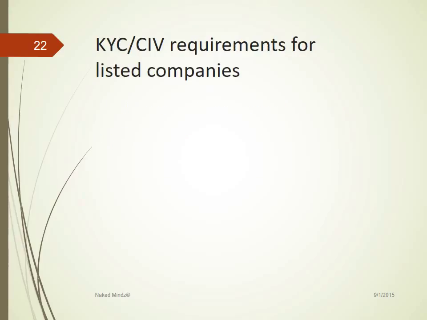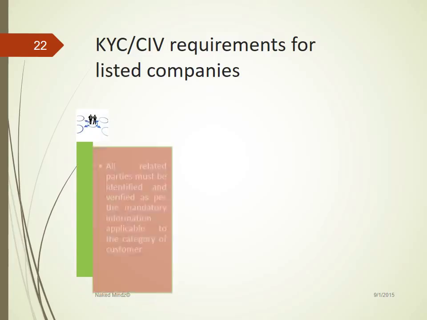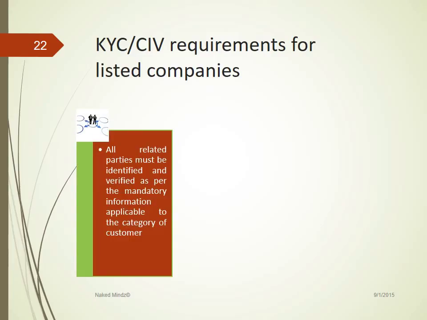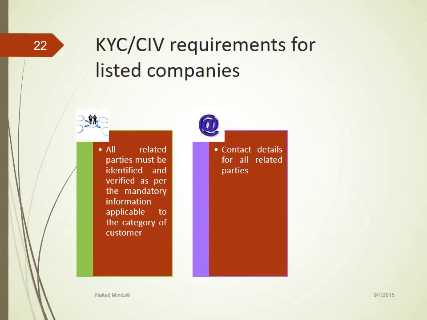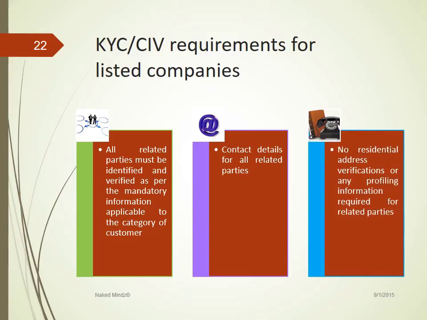The KYC CIV requirements for listed companies include the following. You have to have all related parties identified and verified as per the mandatory information applicable to the category of customer. You have to have contact details obtained for all related parties. And you do not need to have any residential address verifications, nor is there any profiling information required for the related parties.